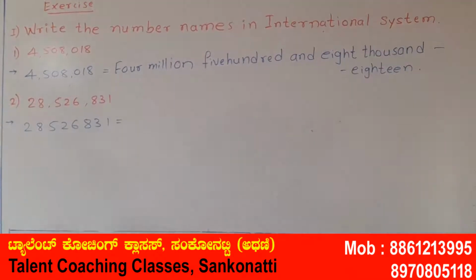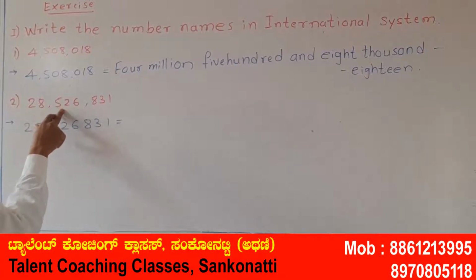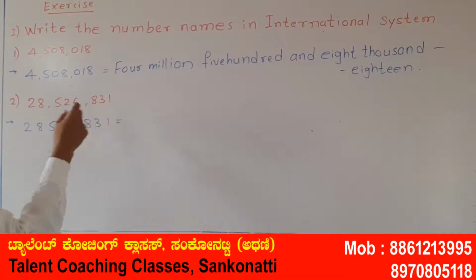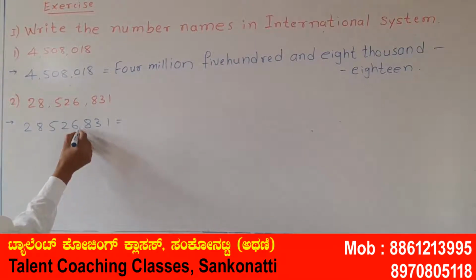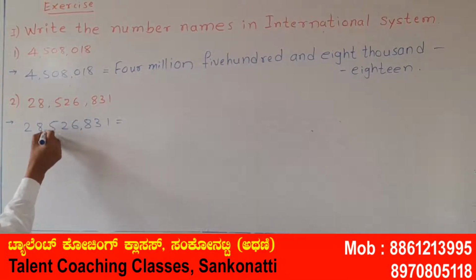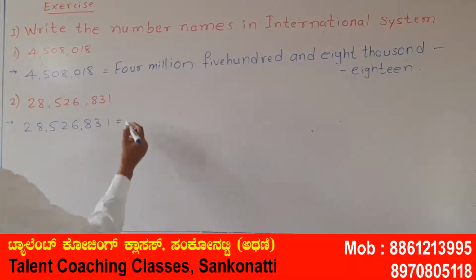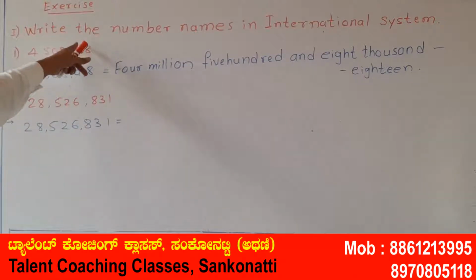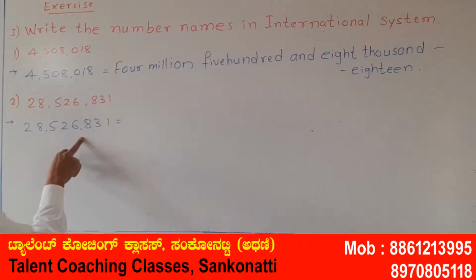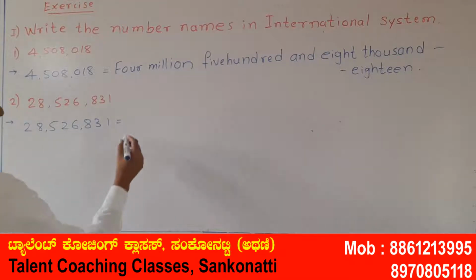Now this is 28,526,831. We write it in words. Unit, 10, 100, 1000, 10,000, 100,000, million, 10 million. According to the international place value system, we should put periods, because here the instruction is to write the number names in the international system. So each time we leave 3 places and write a comma.